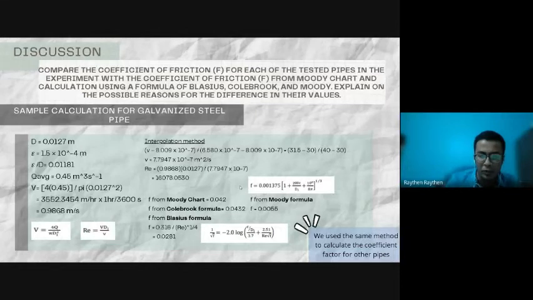And for the Blasius formula, the formula is 0.316 over Reynolds number powered with 1 over 4, which we got 0.0281. And for Moody's formula, which is 1 over the square root of the coefficient of friction equals negative 2 log of the relative roughness over diameter over 3.7 plus 2.51 over Reynolds number times the square root of the coefficient of friction, we got 0.0055.